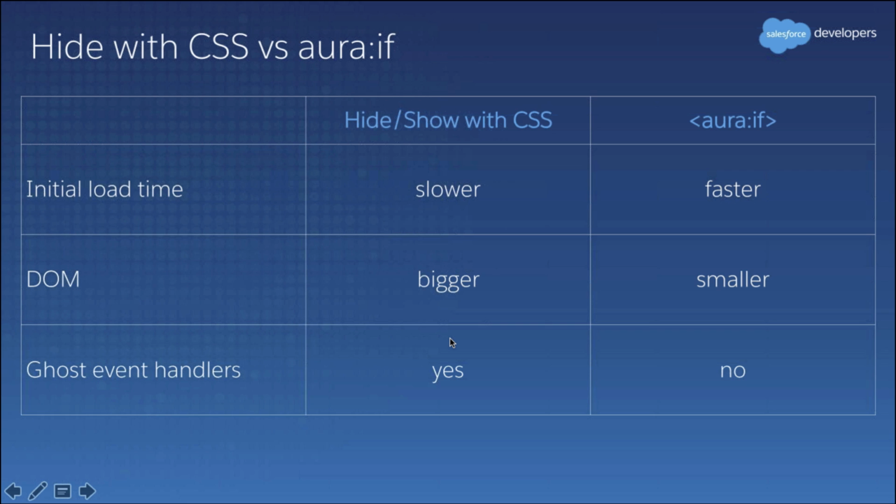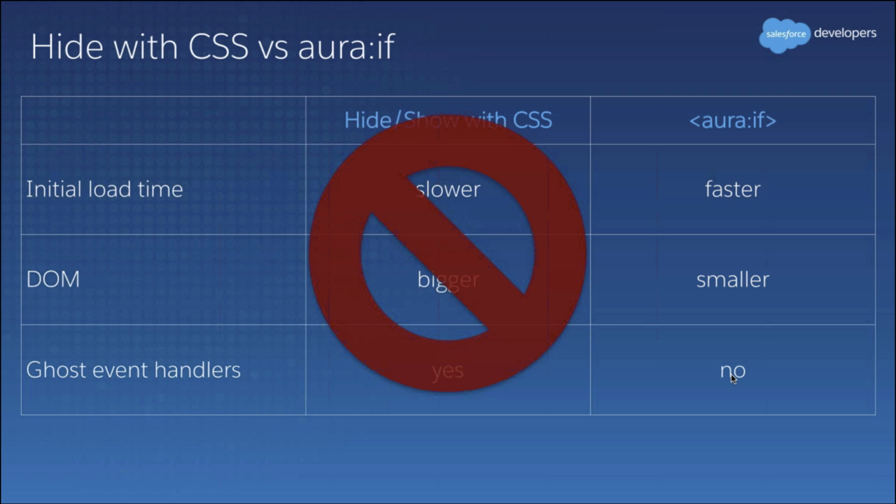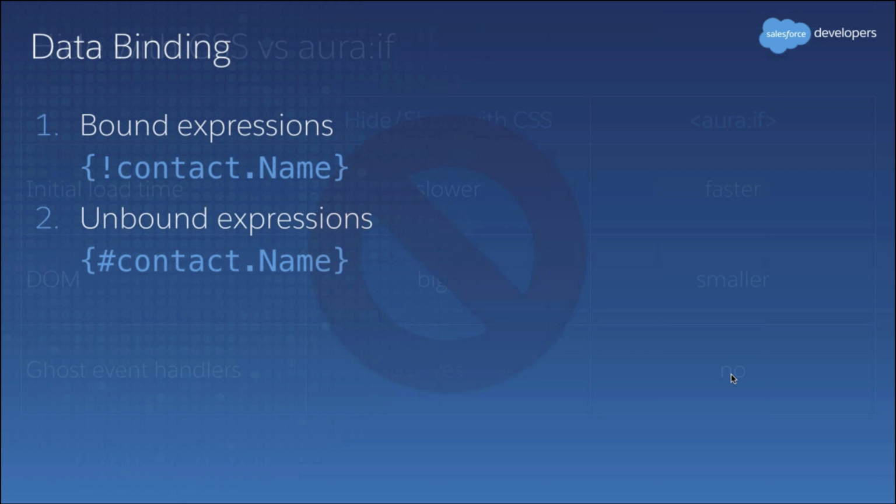Something that can sometimes generate unexpected behaviors is that you could end up with what I would call ghost event handlers. These are event handlers that are set on elements that are not visible in the UI, yet they are wired so they can react to specific events, and that can generate unexpected behavior. Obviously, with aura-if, that doesn't happen because these event handlers are not created. So the general guideline, and there may sometimes be exceptions, but the starting point, is that you should always prefer aura-if for all the reasons mentioned on this slide.